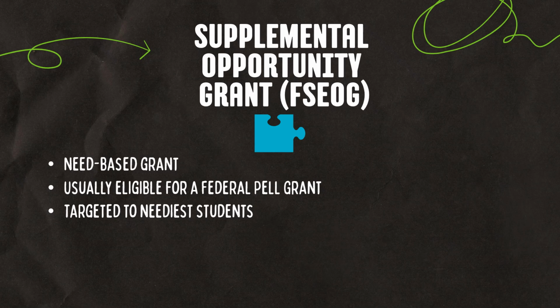Next, we have the FSEOG, the Federal Supplemental Opportunity Grant, which is a need-based grant. Usually students are eligible for the federal Pell Grant, and it's targeted to the neediest students. Students must be enrolled at least half time in 6 or more financial aid eligible credit hours to have a Pell eligible SAI to qualify. Laurel Ridge Community College has limited FSEOG funds, and awards are made on a first-come, first-served basis, along with the enrollment status. Funds can be used for any education-related expense, including tuition, books, supplies, transportation, and child care.